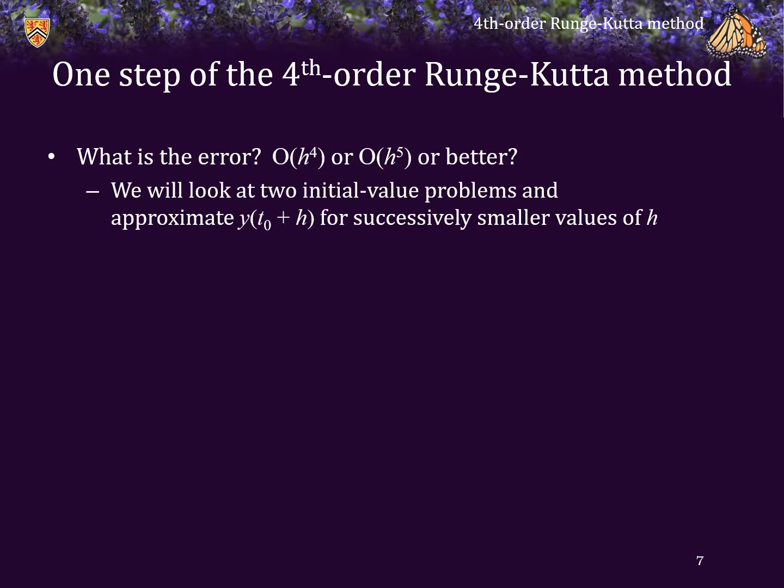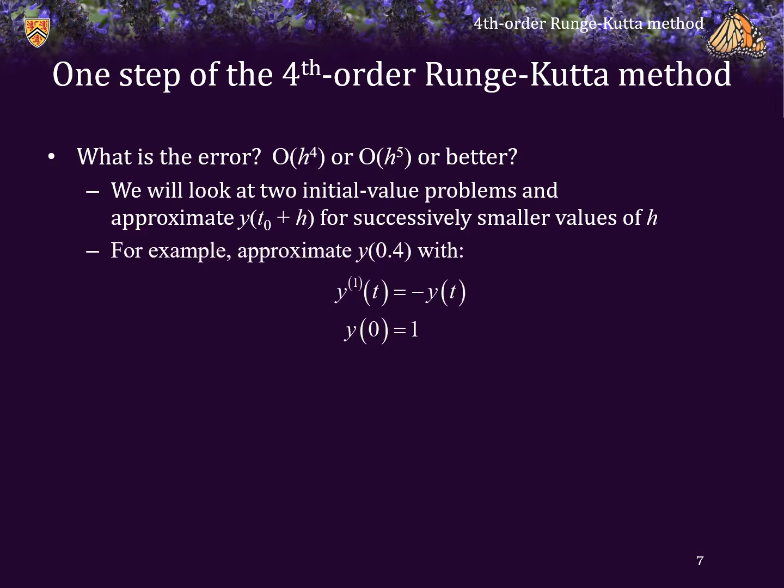Well, as before, we're going to do the same thing. We'll have the same 2 initial value problems, and we will approximate y at t0 plus h for successively smaller values of h. So, for example, let's just do one calculation of 4th order Runge-Kutta. Let's approximate y at 0.4 with this very simple initial value problem. So we calculate the slope at the initial point 0, 1, and we get a slope of -1.